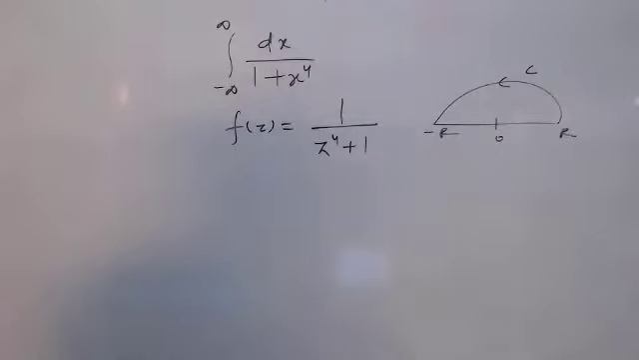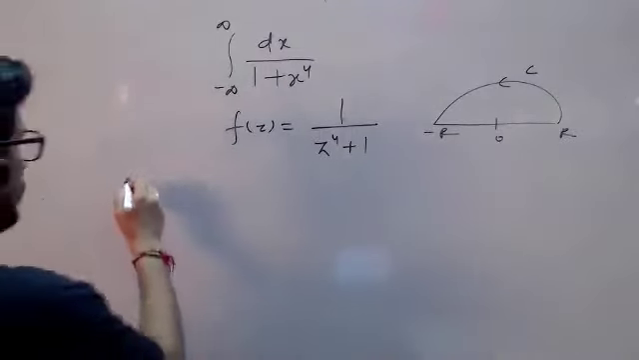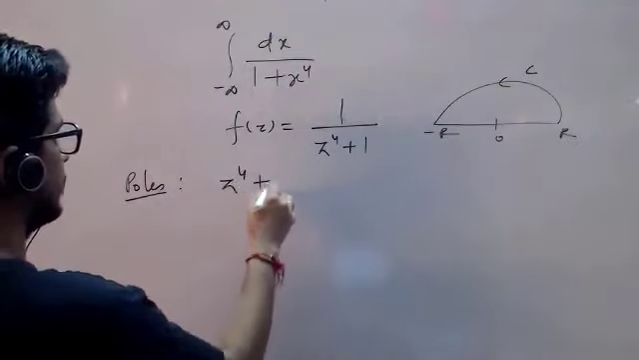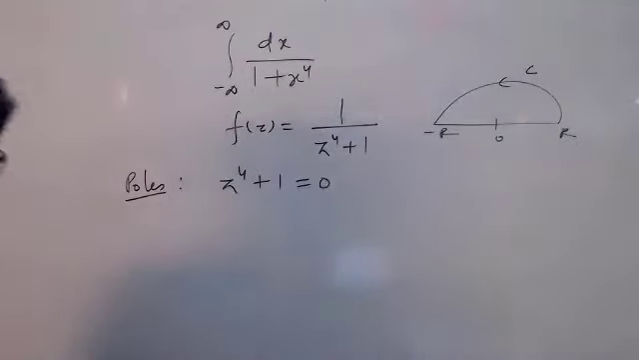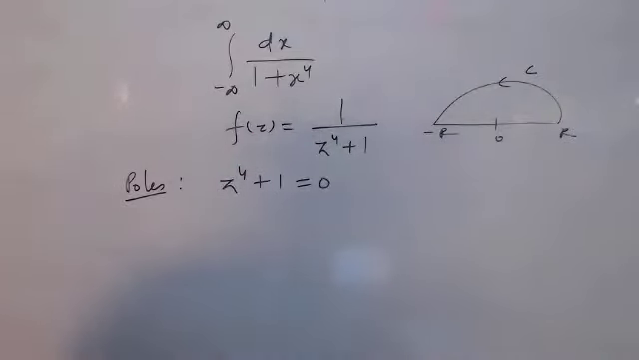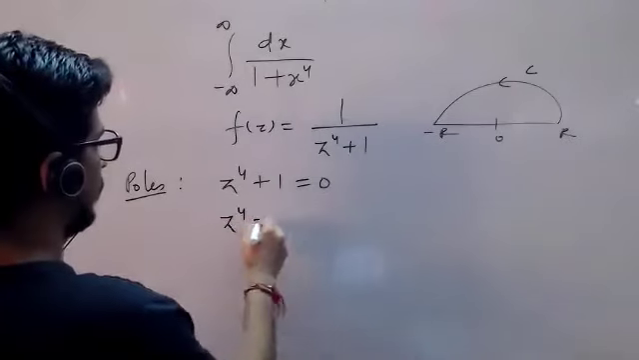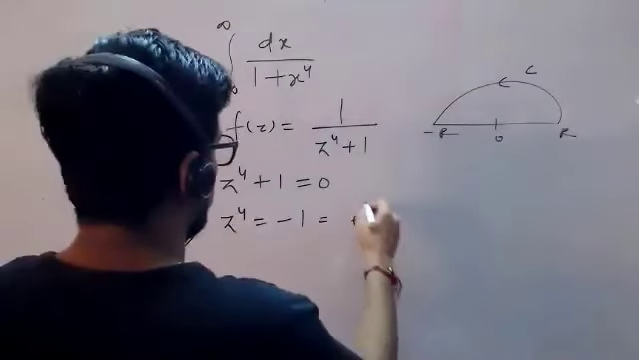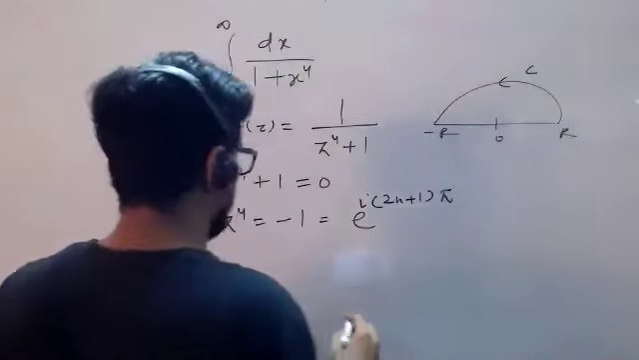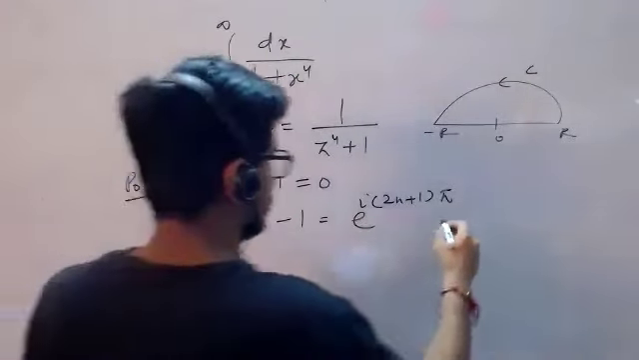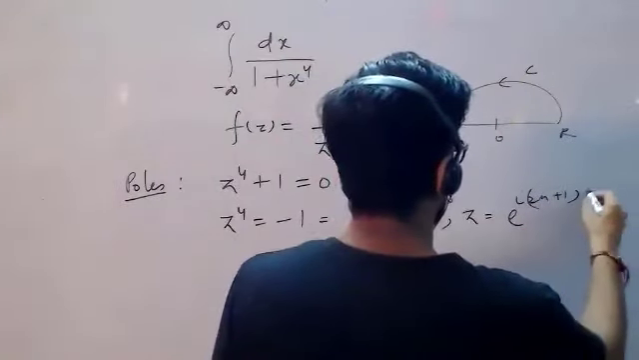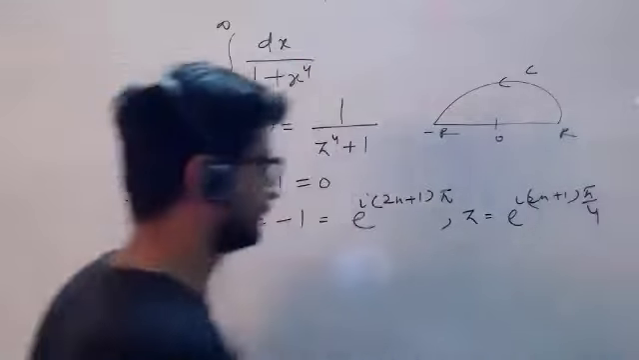Is that okay? So what about the poles? You will put z to the power 4 plus 1 equal to 0. Now do you remember why I taught you this earlier? So z to the power 4 will be minus 1, which will be equal to e to the power i(2n plus 1)pi. So z will be equal to e to the power i(2n plus 1)pi by 4.